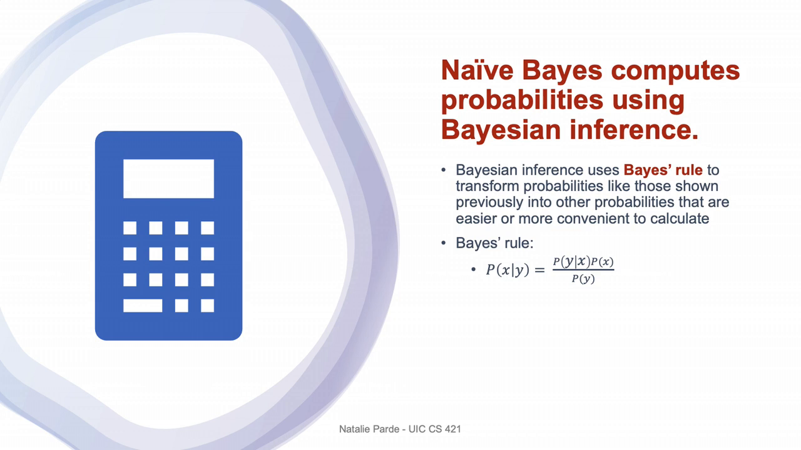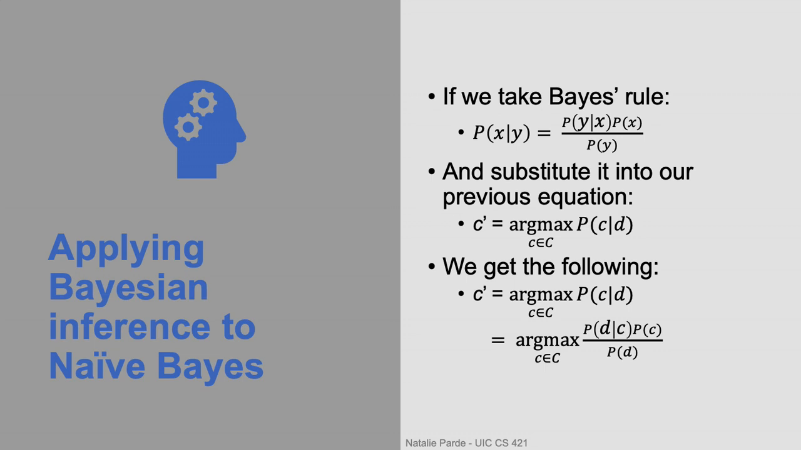You've probably seen Bayes' rule a bunch of times, but in case you haven't, or in case it's been a while, Bayes' rule states that to predict x given y, you can just multiply the probability of y given x by the probability of x and divide that product by the probability of y. So if we take Bayes' rule and just substitute it into our previous equation, we get the new equation shown here.